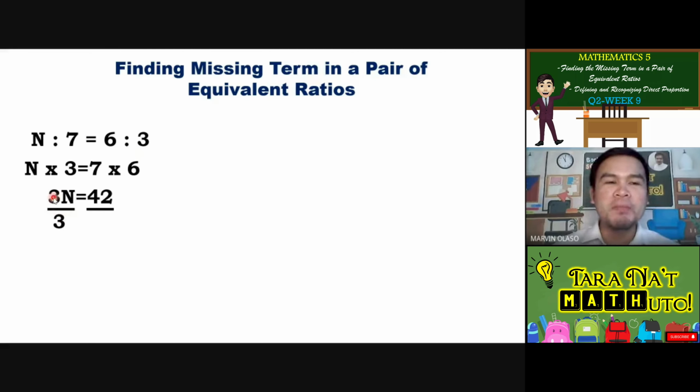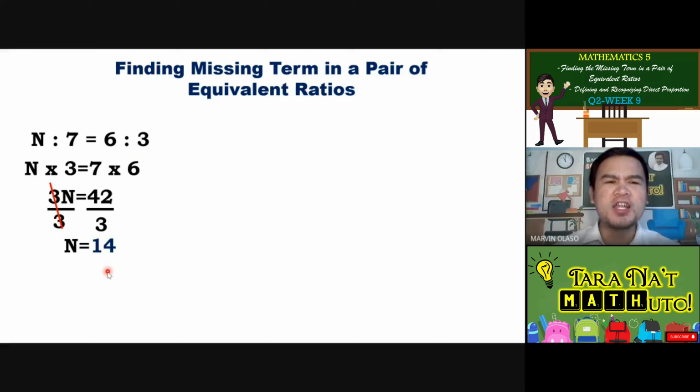Okay, now, kung nag-divide tayo ng 3, dapat we also divide 42 by 3. Kung anong dinivide natin. Depends kung ano yung katabi ni n. So we have now n. So tanggalin na natin yung 3. So ang natira natin ay n. Then 42 divided by 3, we have 14. So ang nawawala daw ay 14.